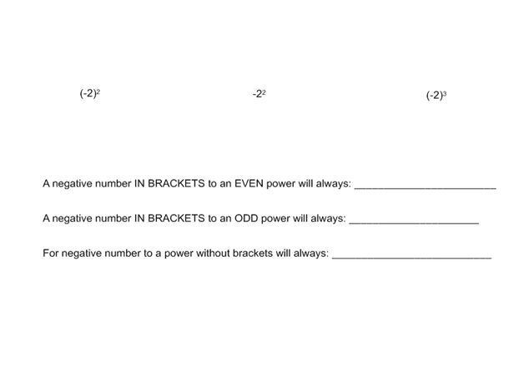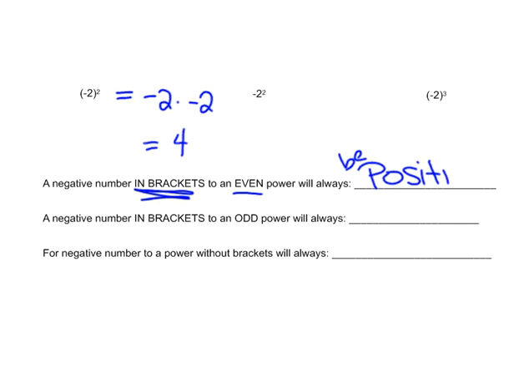Okay, just quickly, negative numbers and powers. So if we have a negative 2 in brackets to the power of 2, that literally means negative 2 times negative 2, which we know is a positive 4. So a negative number in brackets to an even power, and it's very important that it's in brackets, will always be positive. Okay, so it has to be in brackets and it has to be to an even power.